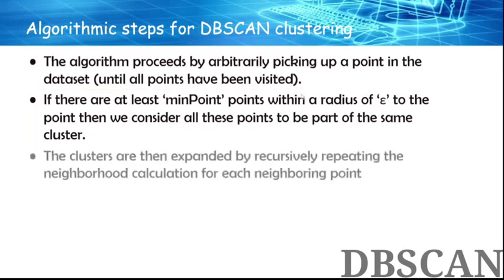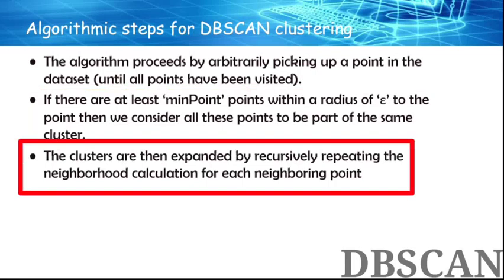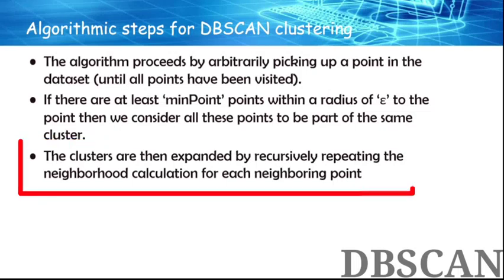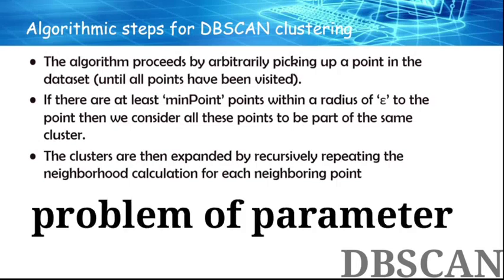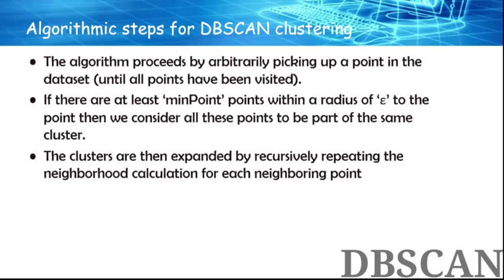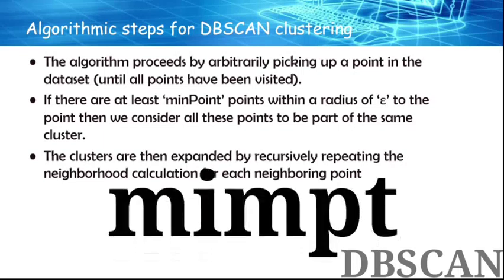So that is basically how the clusters are expanded, recursively, by repeating the neighborhood calculation from each neighboring point. So that is how it has been done. And these are the steps again with respect to parameter estimation. Each data mining task has a problem of parameters. Every parameter influences the algorithm in a specific way. Here the two main parameters are epsilon and minimum points.